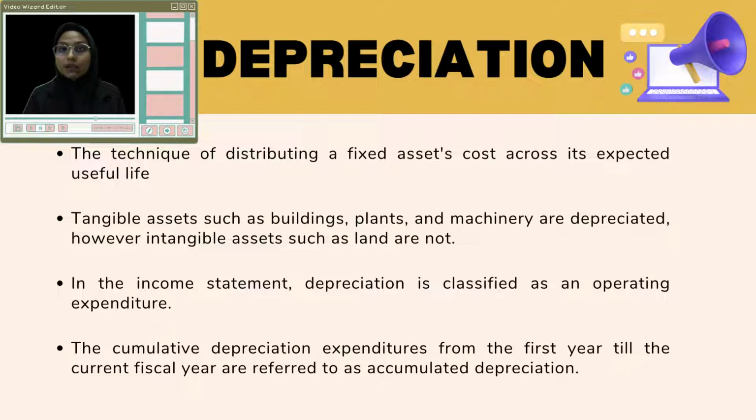Other than that, I will share the difference between depreciation and accumulated depreciation. Let's focus on depreciation first. The expense is calculated for each period, while accumulated depreciation refers to the total depreciation expense from the first year until the present year. The second one, depreciation, is considered an operating expense in the income statement, and accumulated depreciation is found in the balance sheet.